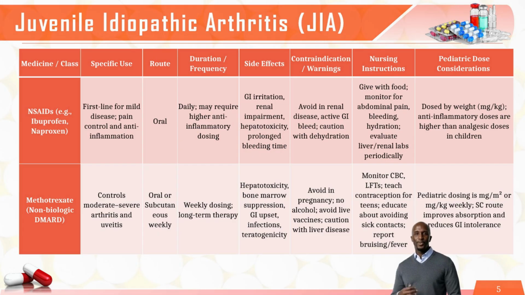The cornerstone for moderate to severe JIA is Methotrexate, our non-biologic DMARD. It's taken weekly, either orally or subcutaneously. Because it can cause hepatotoxicity, bone marrow suppression, and infections, weekly to monthly labs are essential. Educate teens on avoiding alcohol and on using contraception due to its teratogenic effects.